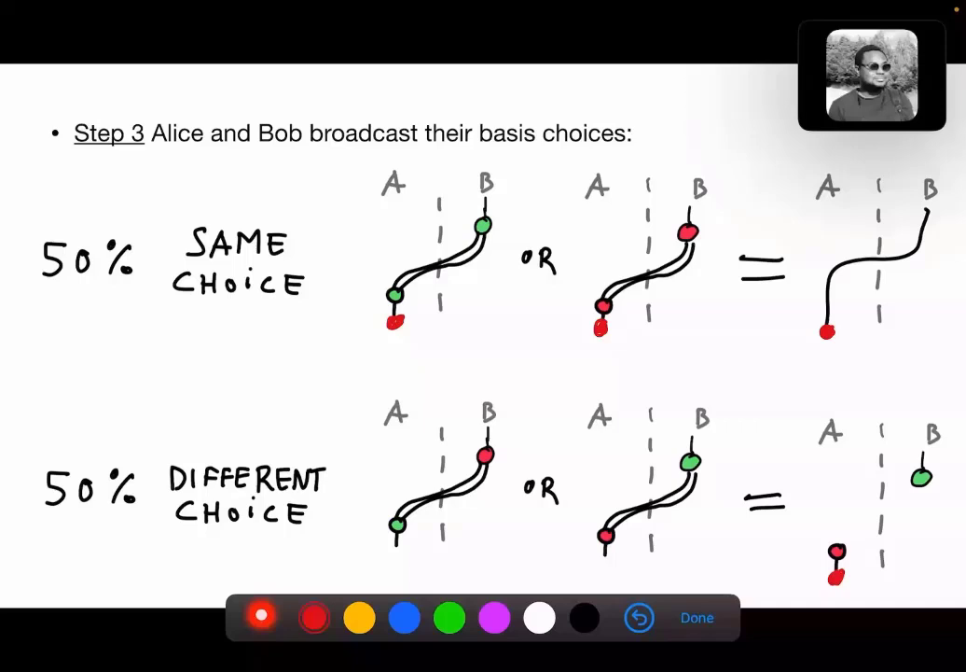And since they broadcast their basis choices, they know when the same choice was happening. This is the important bit. They know, because of the broadcasting, when they have chosen the right kind of basis states. And in this case, the bit that Alice tried to send to Bob should be the same. Okay.